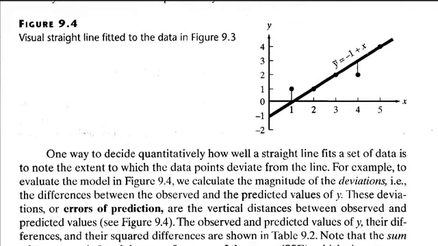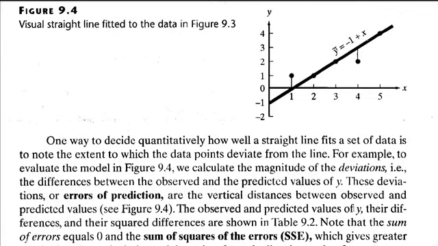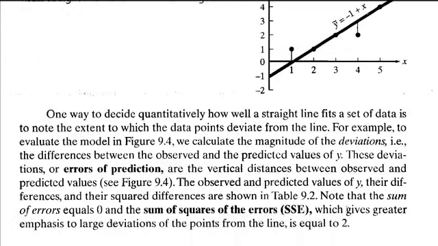One way to decide quantitatively how well a straight line fits a set of data is to note the extent to which the data points deviate from the line. For example, to evaluate the model in figure 9.4, we calculate the magnitude of the deviation. You can see that there are only 2 deviations for that particular line. These deviations, or errors of prediction, are the vertical distances between observed and expected values. The observed and predicted values of y, their differences, and their squared differences are shown in the next table.